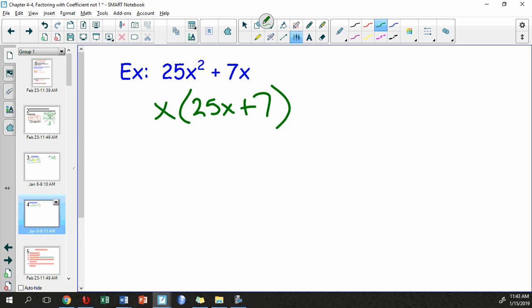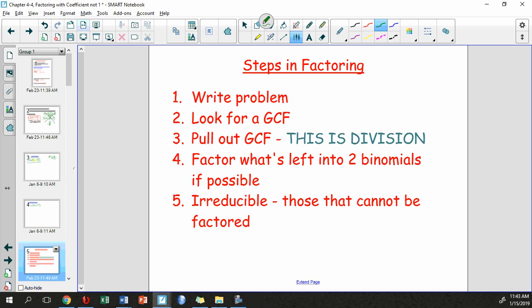Okay. Next, we're going to start factoring. And we're going to do the same procedure that we did yesterday. We're going to write the problem. We're going to look for the GCF. We're going to pull out the GCF by division. We're going to factor what's left into two binomials if possible. If it is not possible, we're going to write irreducible. Do we understand that? So if it is not possible to do, you're simply going to write irreducible.